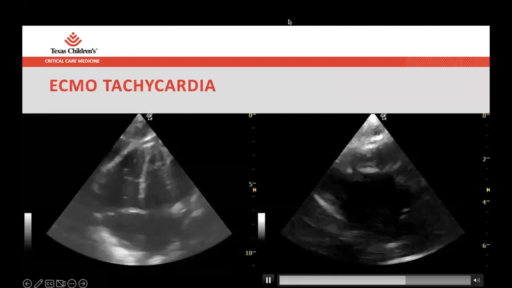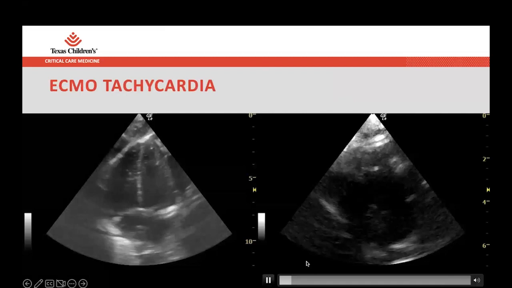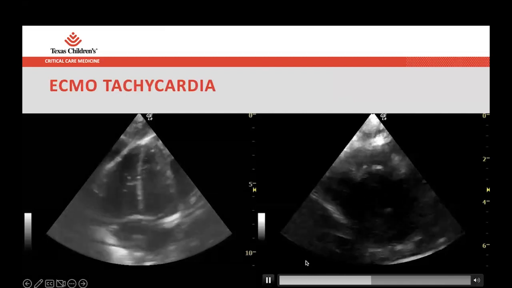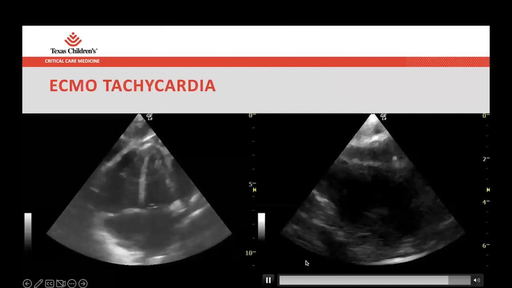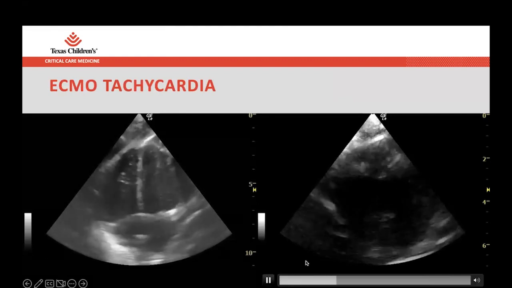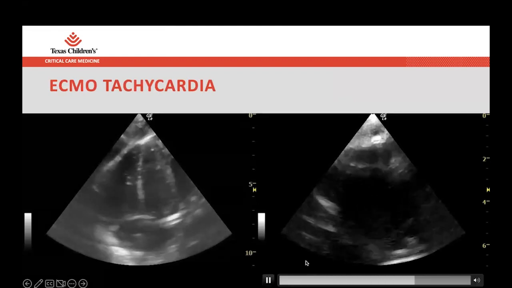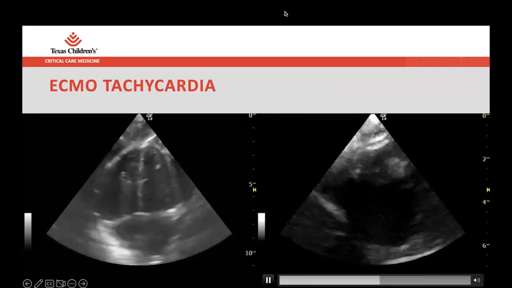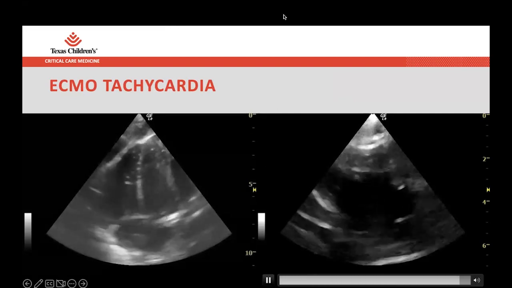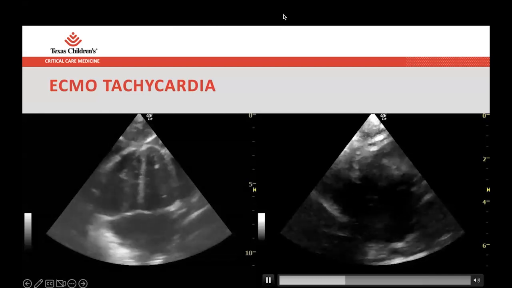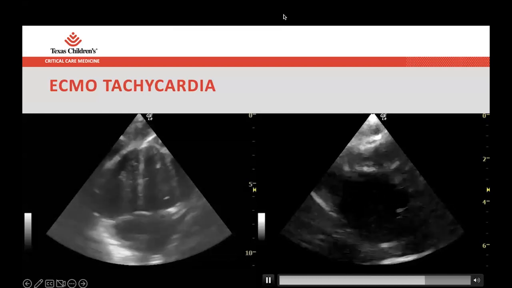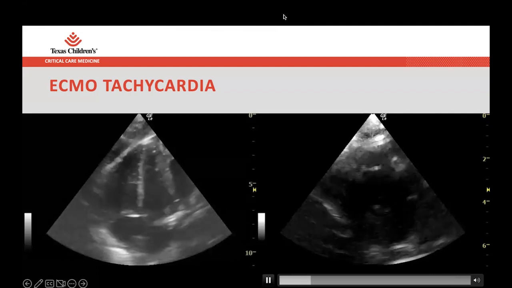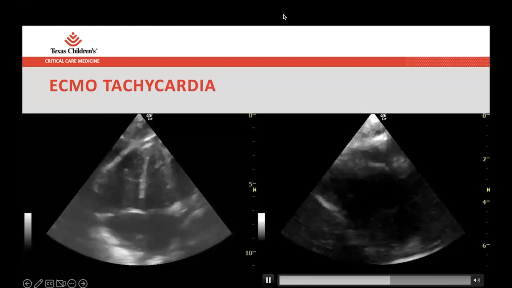So on the left, we have an apical 4-chamber view. On the right, I apologize, is a parasternal short axis view, just to emphasize that the imaging was a little bit tough on this one. But what do y'all think about the view on the left? Let's just think about it for a moment. This is a kid on ECMO who is hypotensive and tachycardic, and the circuit is otherwise functioning okay.